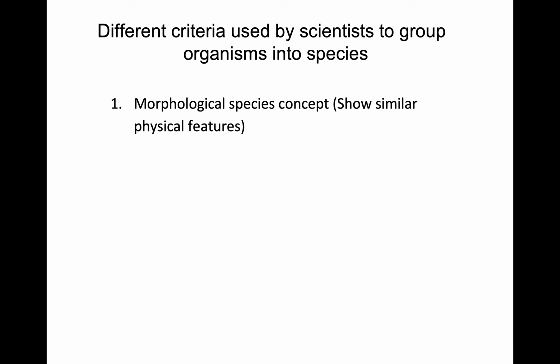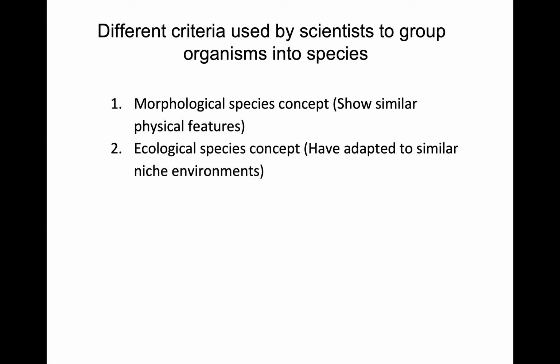The first part is morphological. It's the morphological species concept, meaning that organisms are placed in the same group of species if they show similar physical features. Now, this has its limitations because sometimes there are organisms that have similar features, but they really should not be placed in the same group of species because they really can't reproduce and produce fertile offspring.